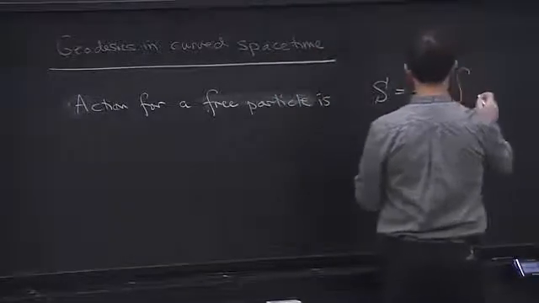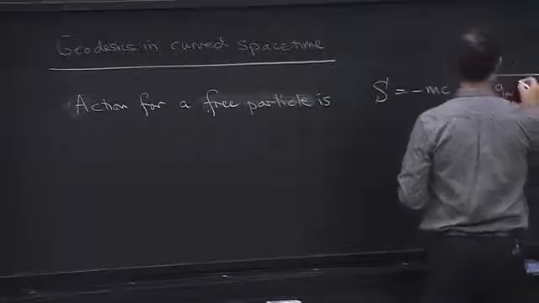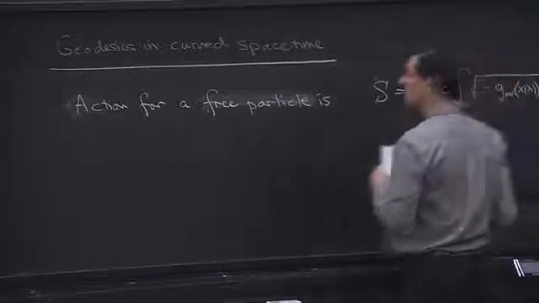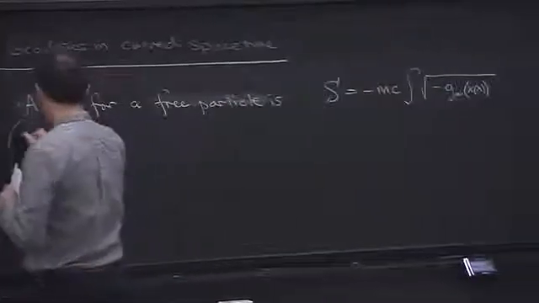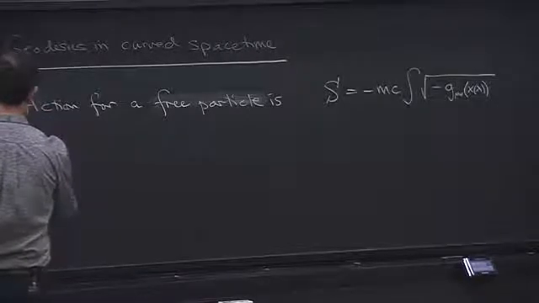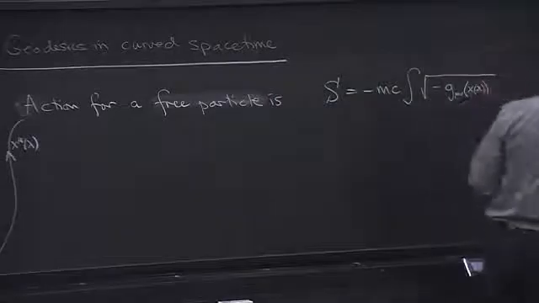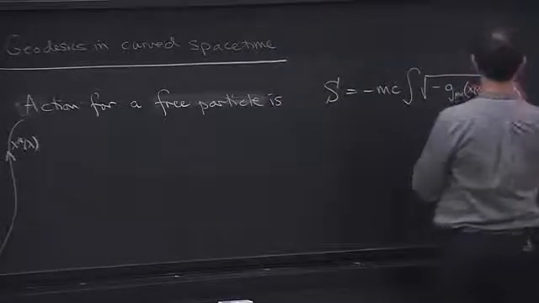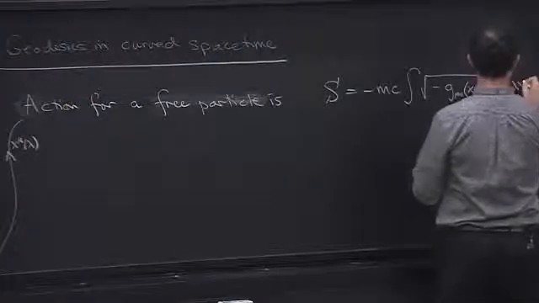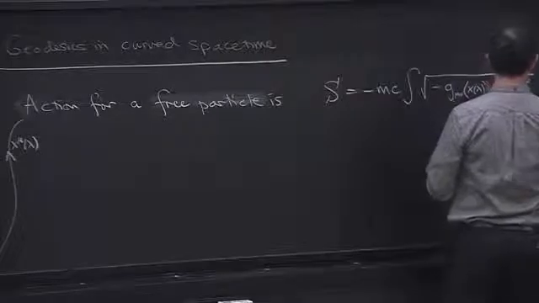mc integral square root of minus g mu nu. I just want to emphasize this g mu nu is calculated on the curve. So we're thinking about some particle following a curve in spacetime coordinates x mu, dx mu d lambda dx nu d lambda times d lambda.